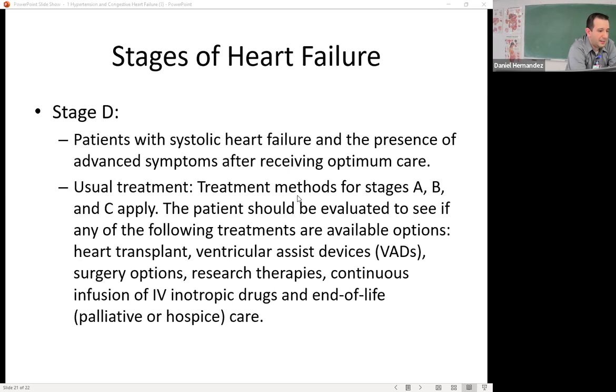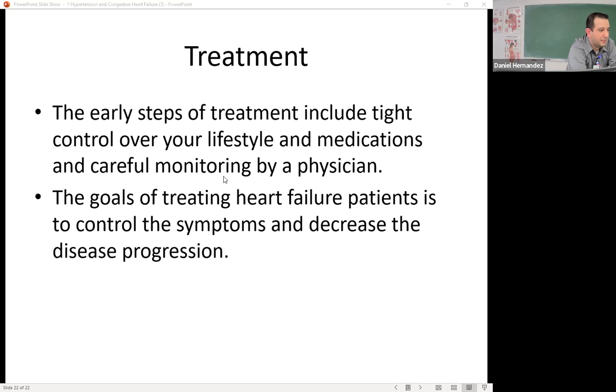These might be candidates that at this point are viable options, including heart transplant, ventricular assist devices, or LVADs. They may require continuous infusions of IV drugs. These patients may also be on end of life or palliative care. So these are the patients that are really, really sick when you're in that end stage of heart failure.